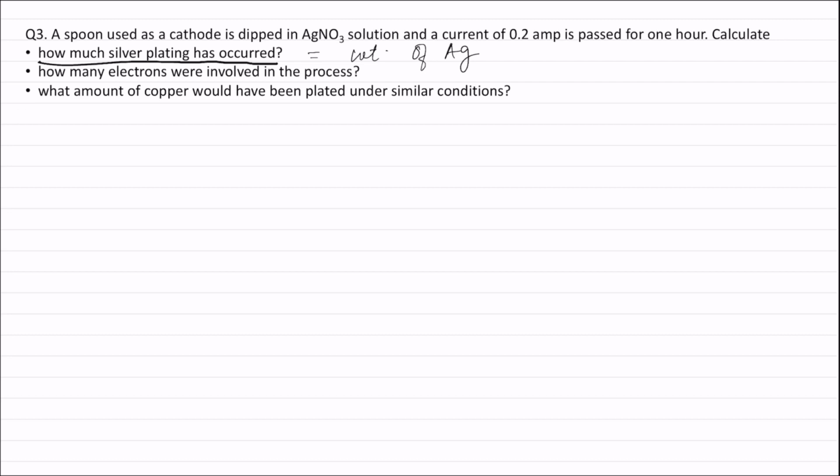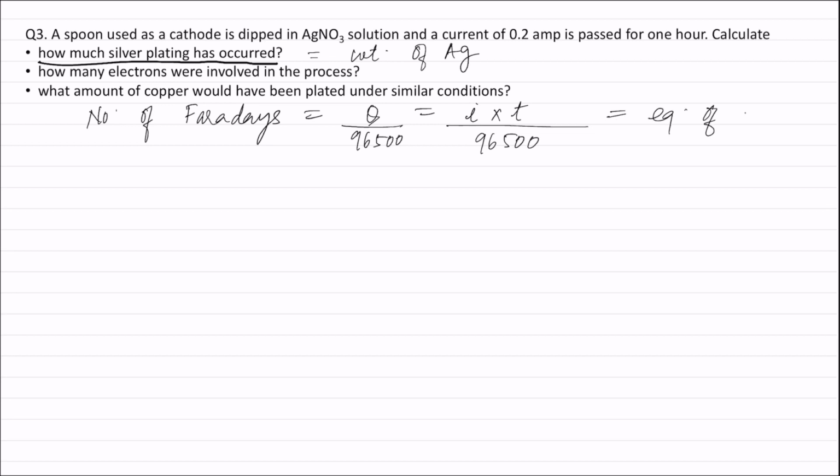Now, equivalence of silver is equal to number of Faradays of electricity passed. And number of Faradays of electricity passed will be equal to Q divided by 96500 coulombs, where Q is the charge in coulombs, which is equal to I into T, divided by charge, which is equal to 1 Faraday, that is equal to 96500 coulombs. Now this number of Faradays of electricity is also equal to equivalence of silver.